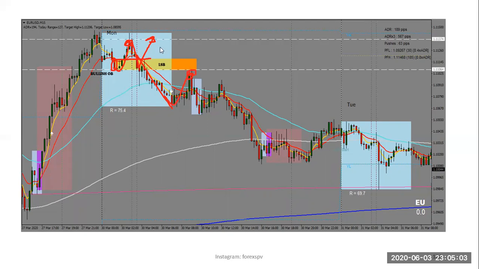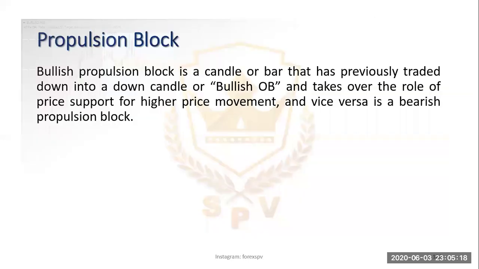So suppose this high was not taken here, then that will be a mitigation block. Suppose this initial high was taken out, then that will be a breaker block. So LSB is the same as the mitigation and the breaker block. And we have the propulsion blocks.